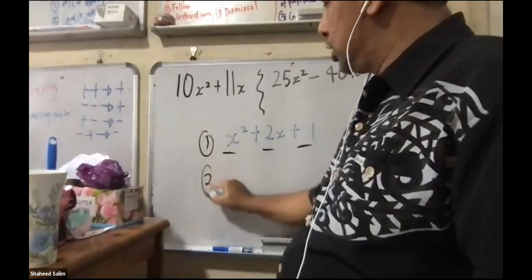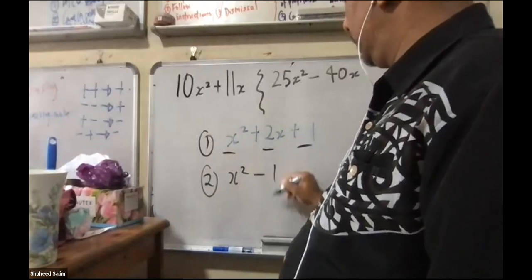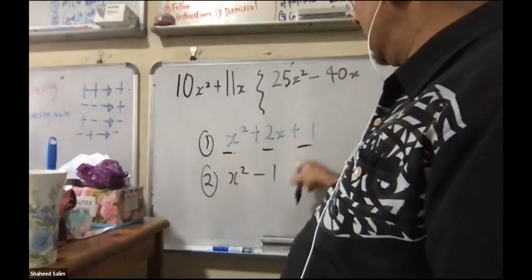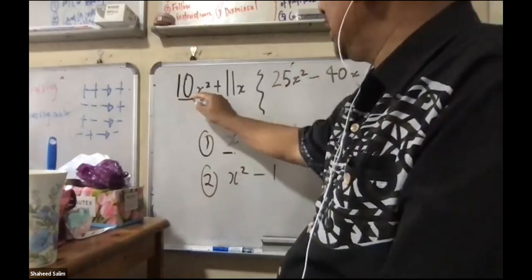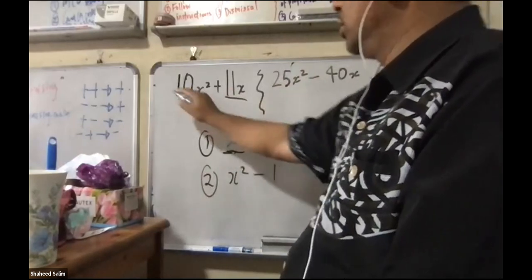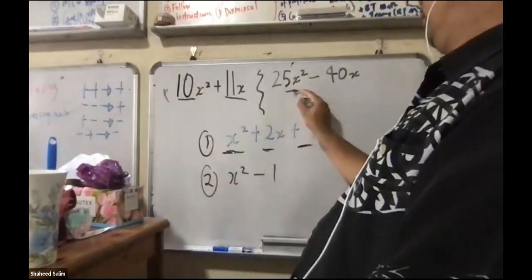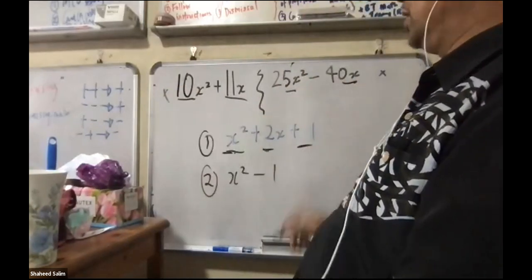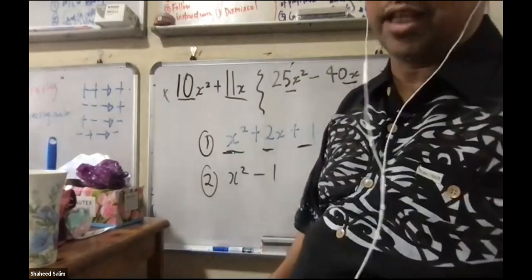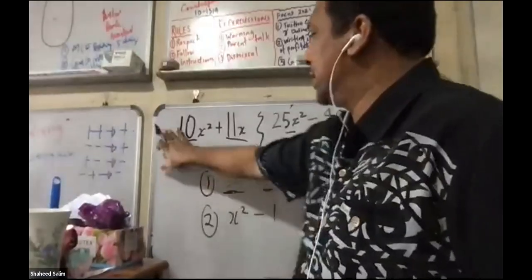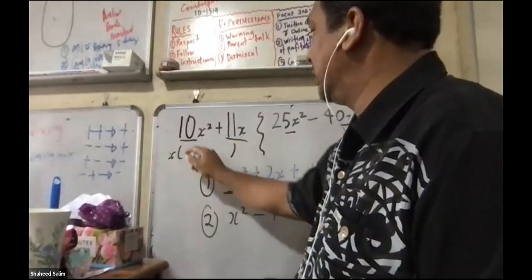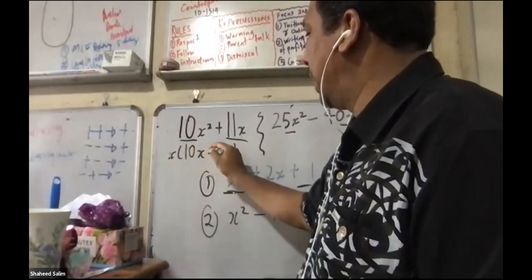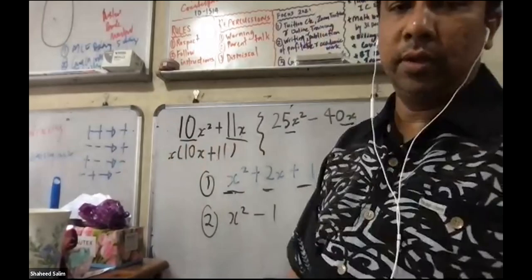This is one type. The other type is you have the first and the last, which is also completing the square. In this case, you have the first and the second. This is not completing the square. This is normal factorization. So for normal factorization, we take out what is similar. x is similar, take it out, and then you factorize it: 10x plus 11. That's all.